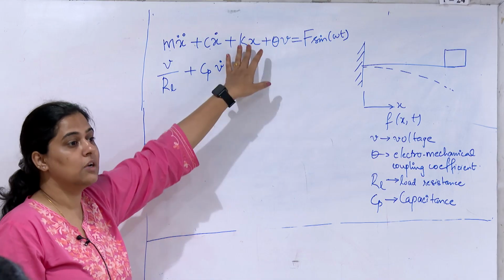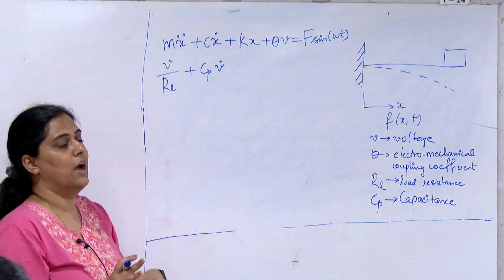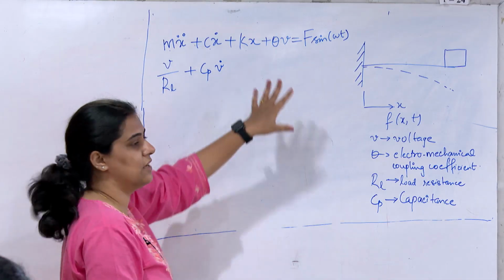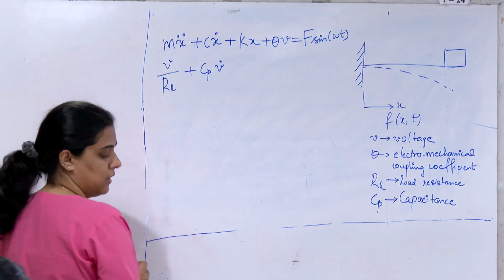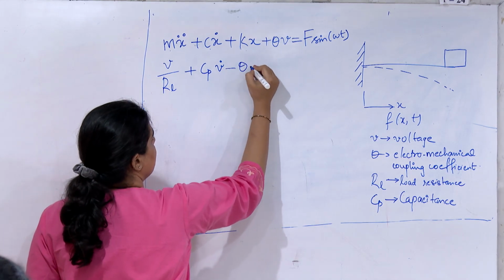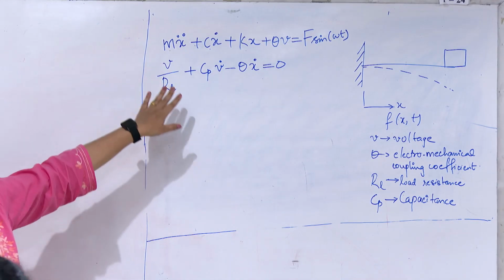It depends. If it is included, then the sign is switched. If it's not included, you have to see. That comes out of the derivation once you do it. This is just the final equations we are talking about right now. Then minus theta x dot is equal to 0. So this is the electrical part of it.